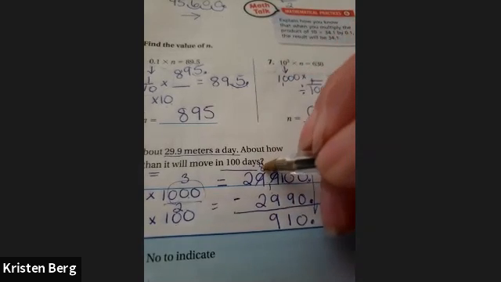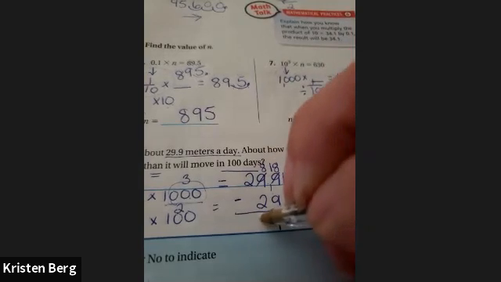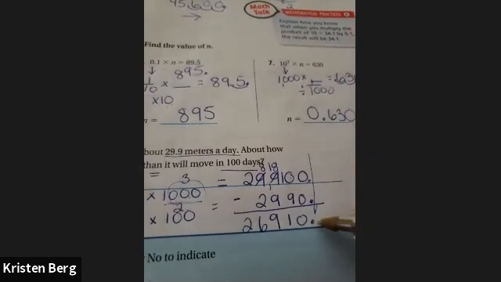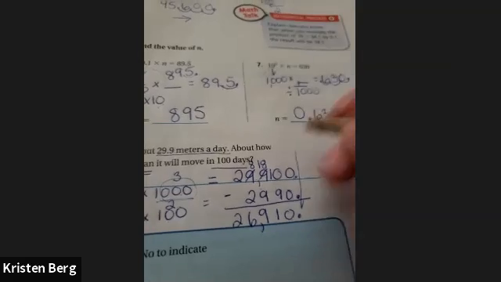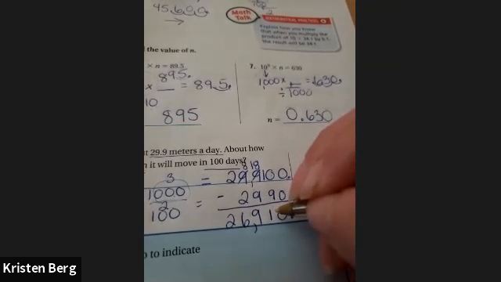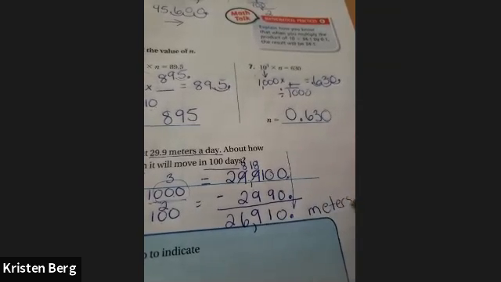And then 8 minus 2, can you do that? Yes, you can. So that would be a 6. And 2 minus nothing is 2. So from the back, every 3 needs a comma. So therefore, it is 26,910 meters farther. So that is your answer.